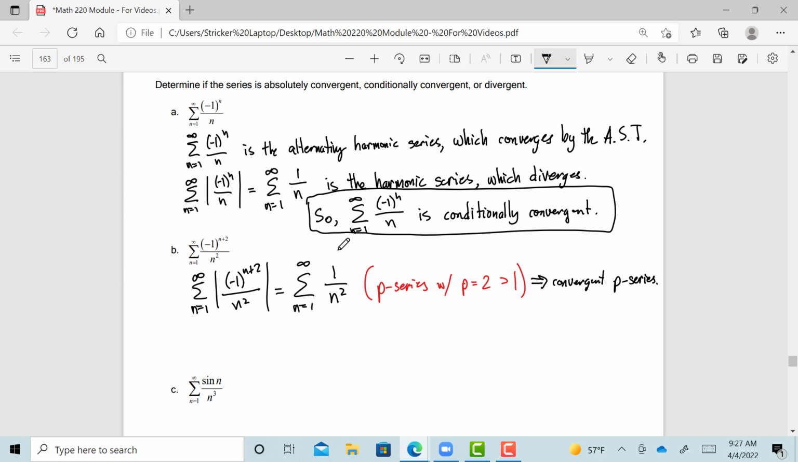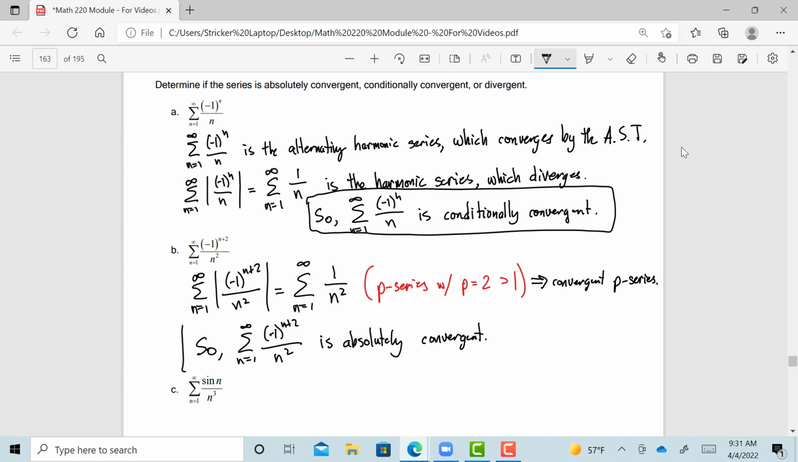So the absolute value converges. Remember the last one, the absolute value diverged because we got the harmonic series. But in this case, it converges. So if the absolute value converges, then we can say it is absolutely convergent. So our series is absolutely convergent.